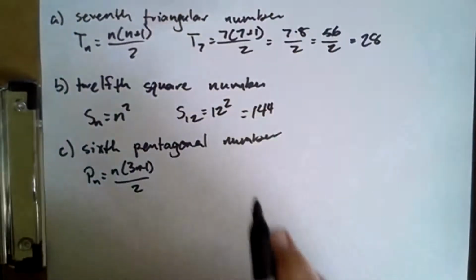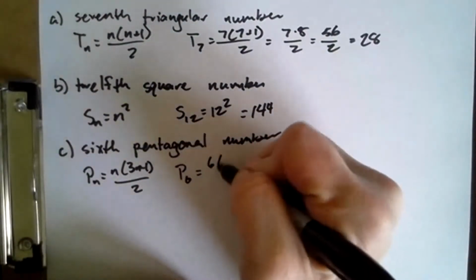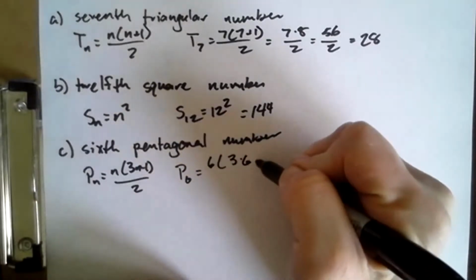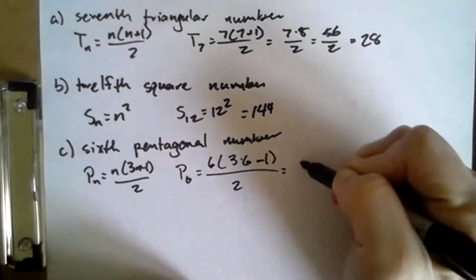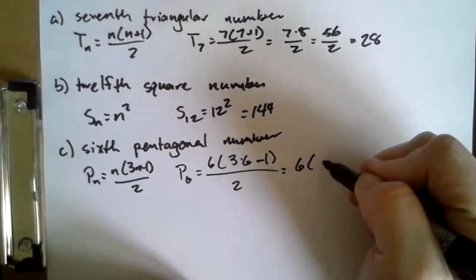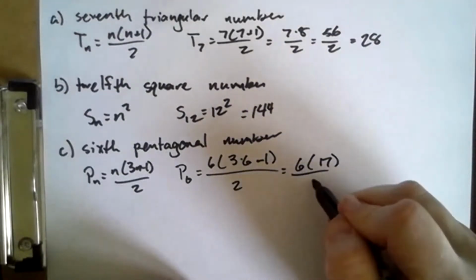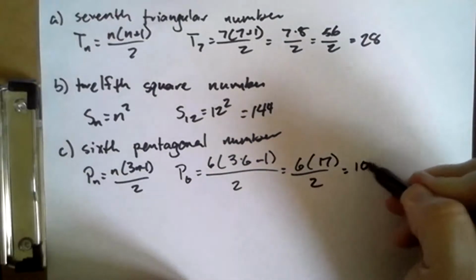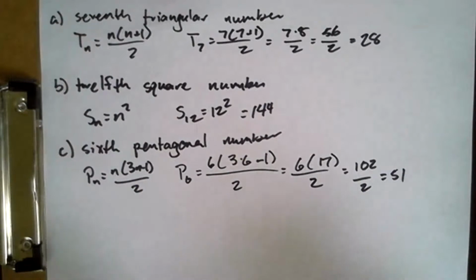The sixth pentagonal number, that's going to be P6, which will be 6 times 3 times 6 minus 1 all over 2, which gives us 6 times 18 minus 1 is 17 over 2. That's 102 over 2 is 51. There is our sixth pentagonal number.